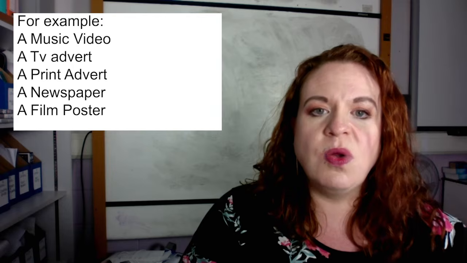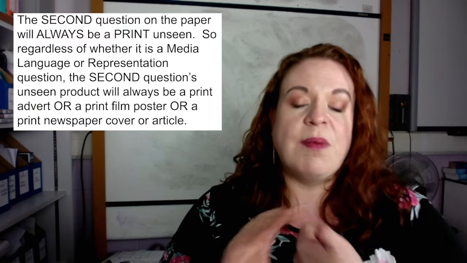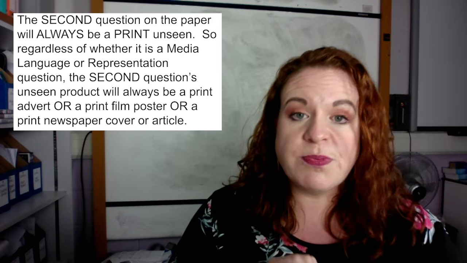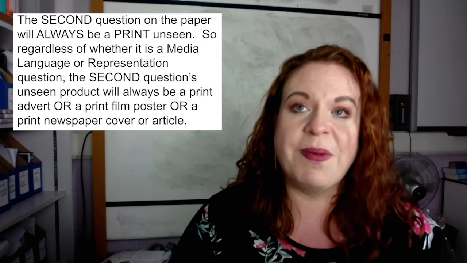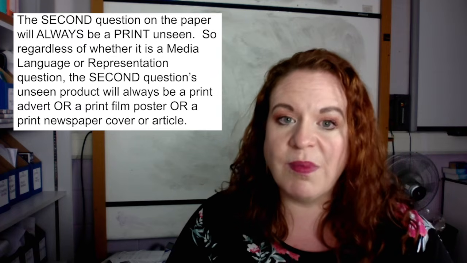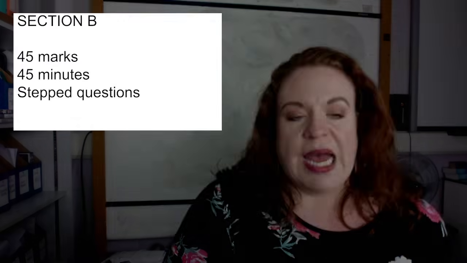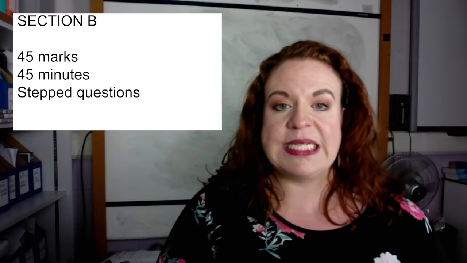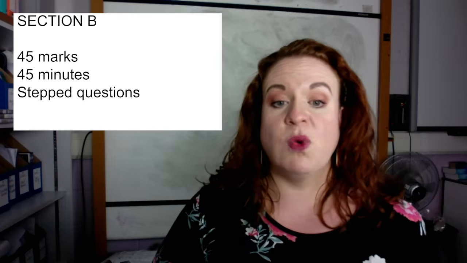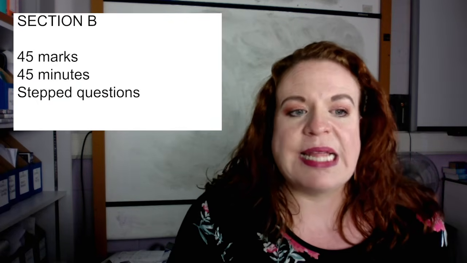So the second question, whether it's media language or representation, they will give you either a newspaper front cover or article, or a film poster, or a printed advert. They are the only things that could come up as an unseen for the second question on the exam. And then we go on to section B. This is the section where you have 45 marks, 45 minutes. The questions in section B are stepped, which means that they come in parts.